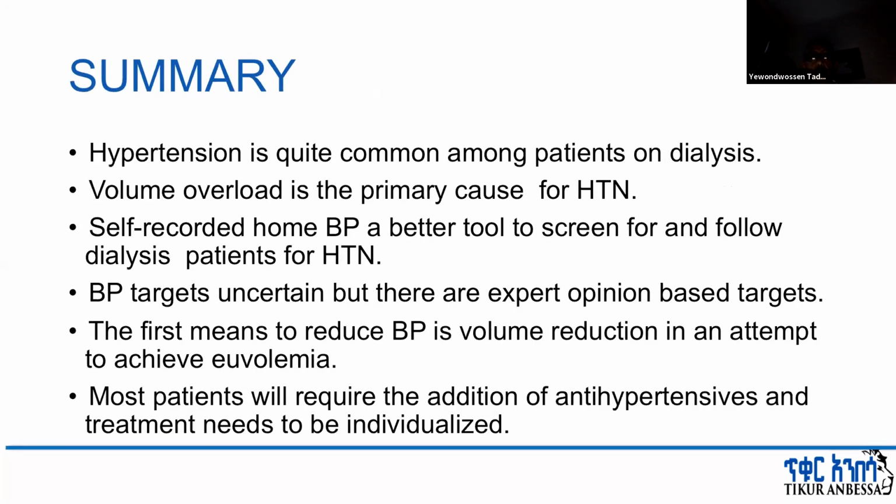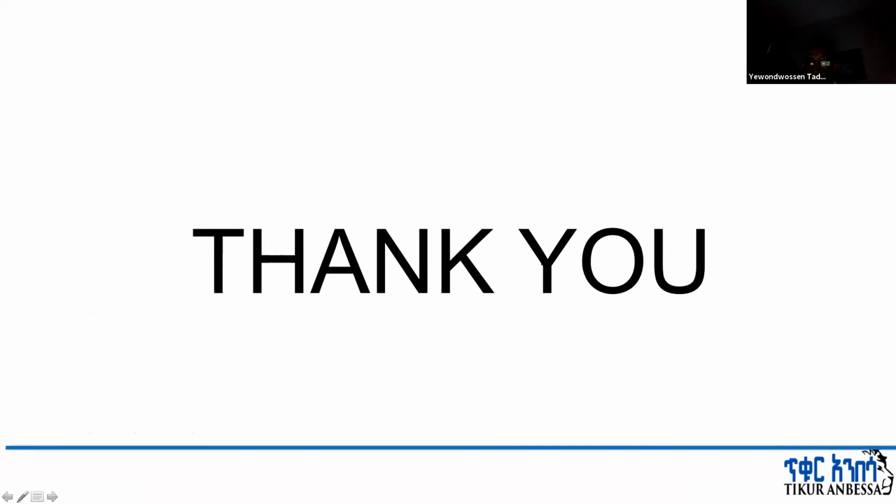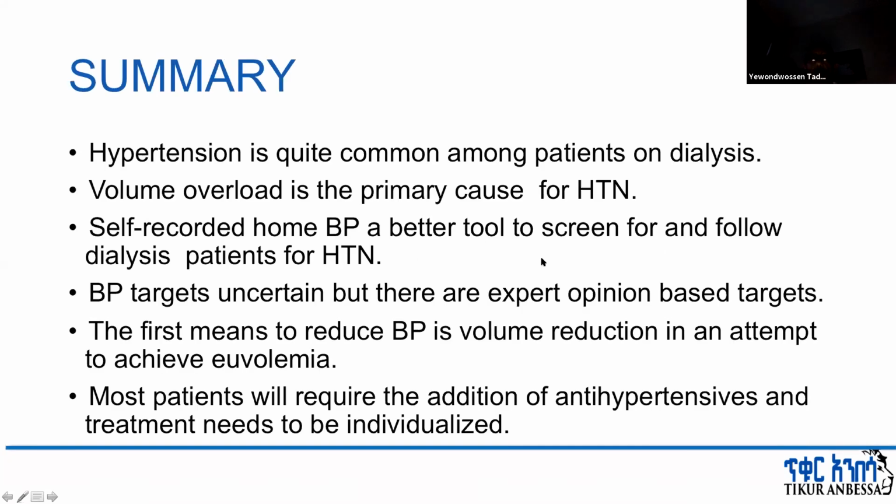So I'll wind up by this slide summarizing what I've said in the last few minutes. Hypertension is quite common among our patients on dialysis. Volume overload is the primary cause for hypertension. Self-recorded blood pressure, home blood pressure, is a better tool to screen for and follow dialysis patients for hypertension. I did not mention ambulatory blood pressure measurement, as it does not seem to be very practical.